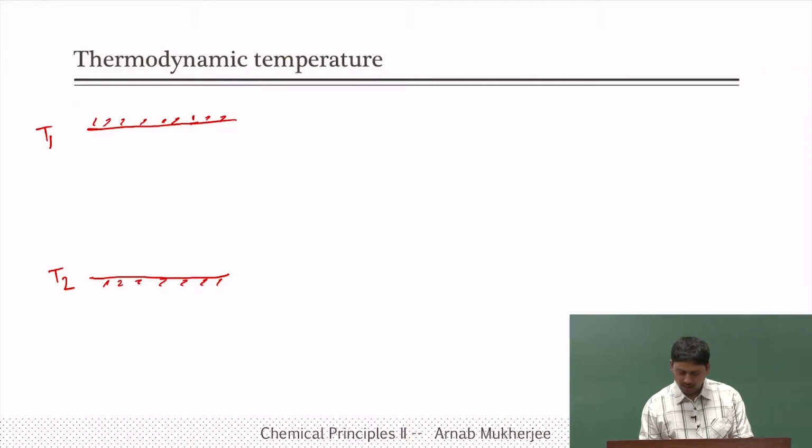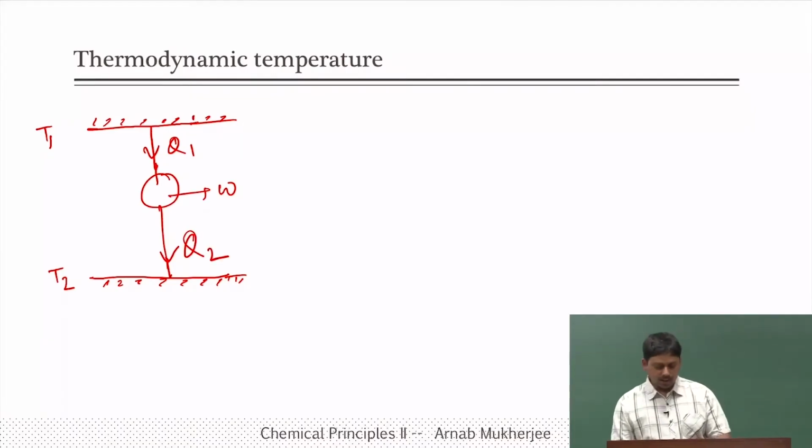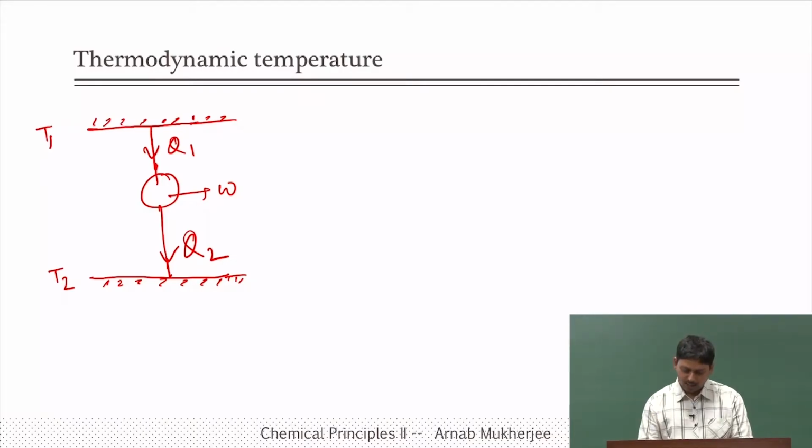and T2 is the low temperature bath, takes in Q1 amount of heat, does some work, and throws away Q2 amount of heat. So, this particular engine will have the efficiency 1 minus Q2 by Q1, where Q1 is the heat taken in from the high temperature and Q2 is the heat thrown out to the low temperature.